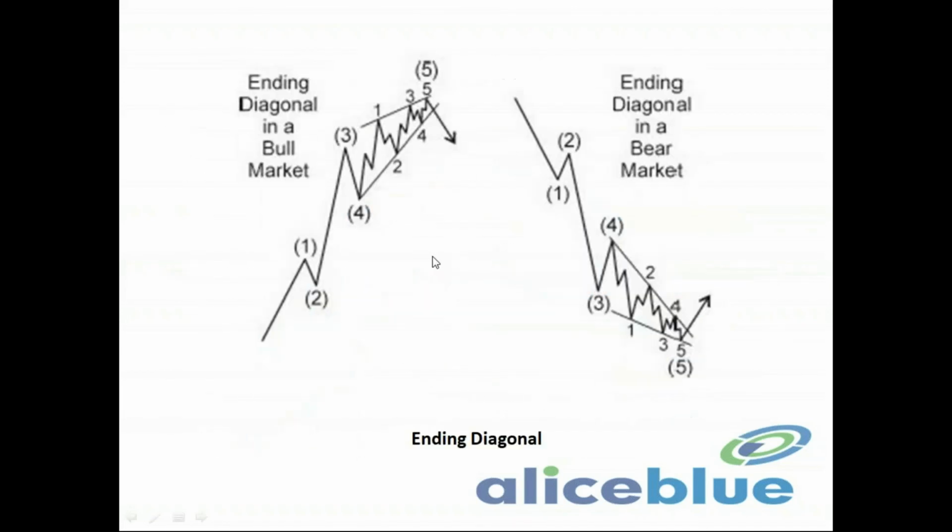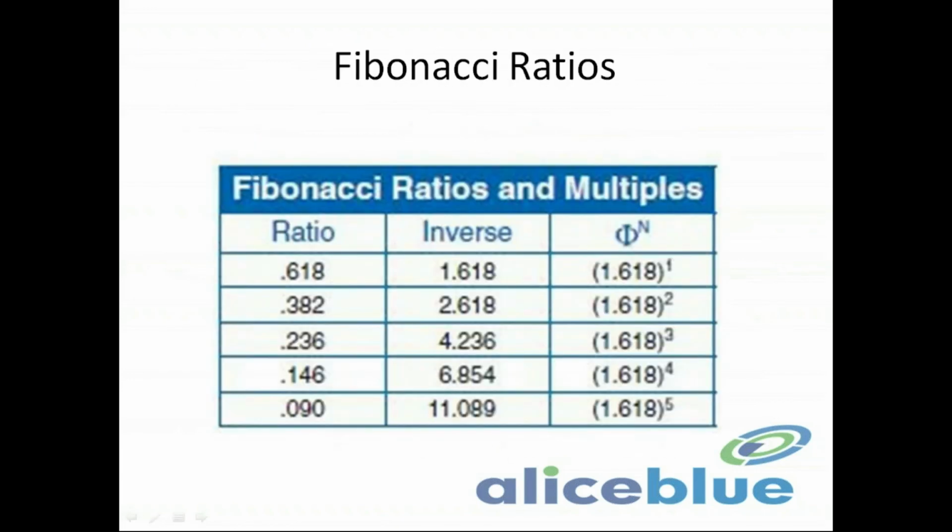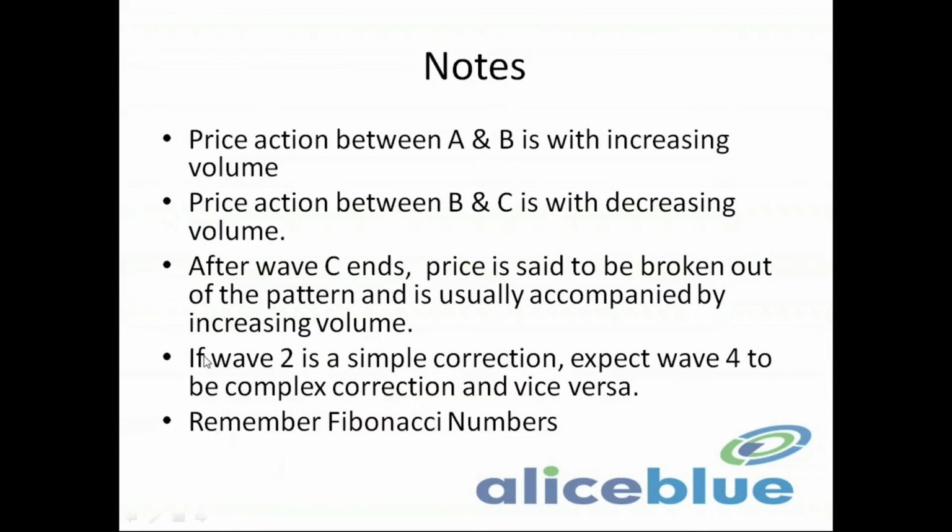There are many other types of calculations to get the ratios for various waves. So as you go deeper into this, you can get better at it, right? Something to know is that the price action between A and B, right, it will be increasing. A will go down and then B will be correcting, so it will be increasing.